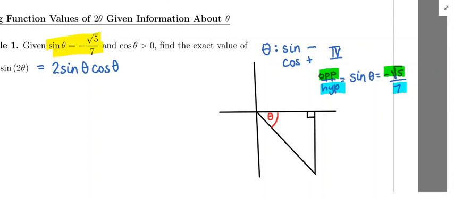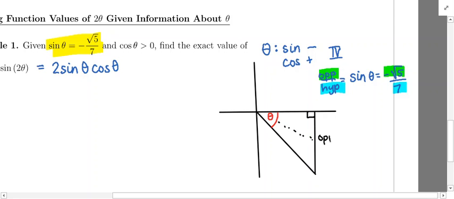So here we go, labeling our triangle. If we have theta here and we go straight across, this is the opposite side. It needs to be labeled with negative square root of 5.